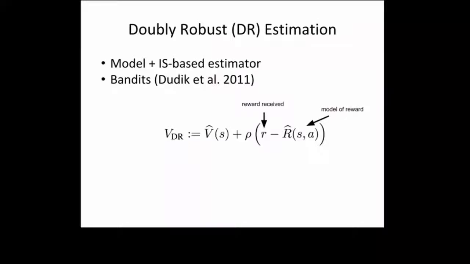So the idea is that we can have estimators that combine the benefits of model-based approaches and importance sampling-based approaches. Doubly robust estimation has been present in the statistics literature for a long time, and to my knowledge, the first people to bring it over to the control and decision-making community for multi-armed bandits were Miroslav Dudik and his colleagues in 2011.